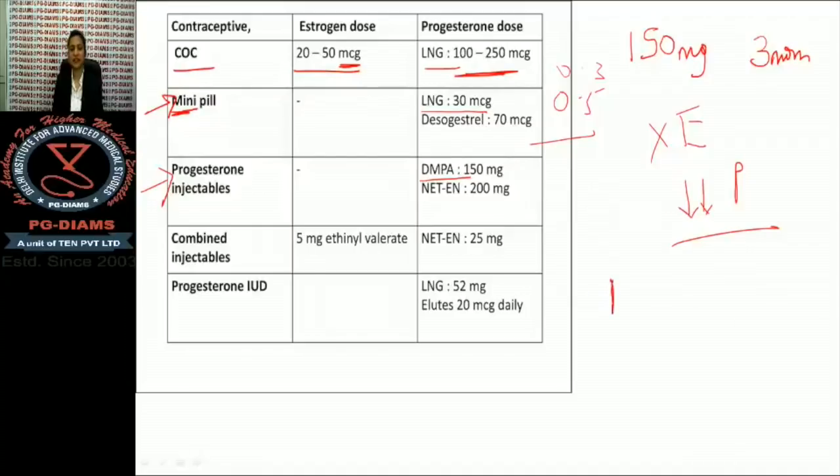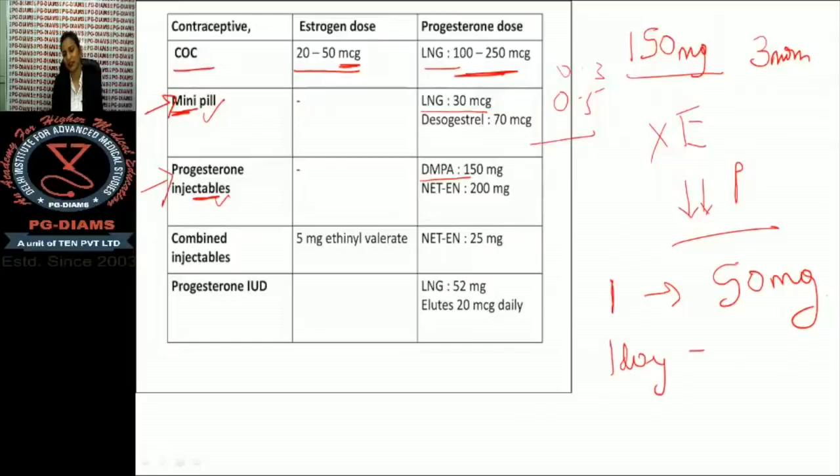That means in 1 month, if theoretically you assume that the entire 150 mg is used in the body and it is equally divided over the 3 months, then for 1 month the drug that you will have available is 50 mg. This is very theoretical, it is not given in the books. I am telling you this so that you understand how the mechanism of action of progesterone injectables and mini pill differ. Both contain progesterone, but the mechanism differs because the dosage is different. So you have to understand that progesterone injectables are very high dose progesterones. 150 mg for 3 months, for 1 month you have 50 mg.